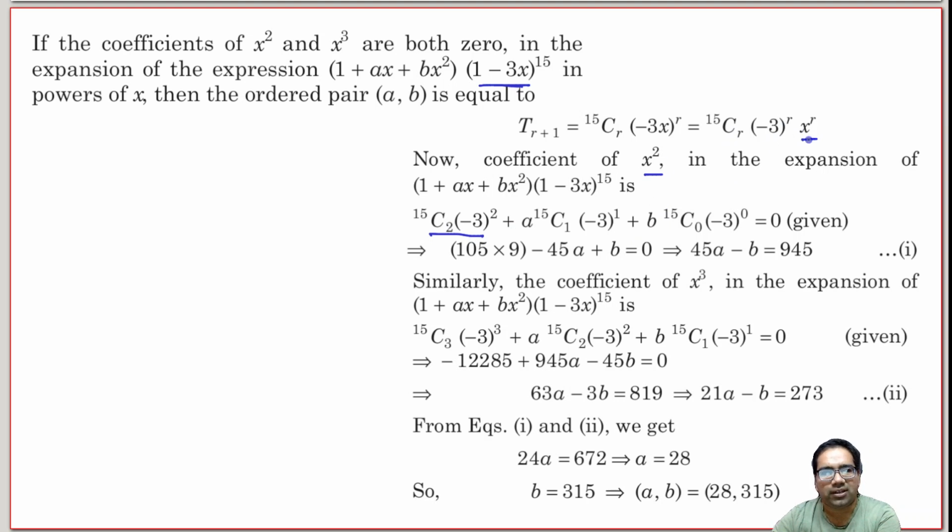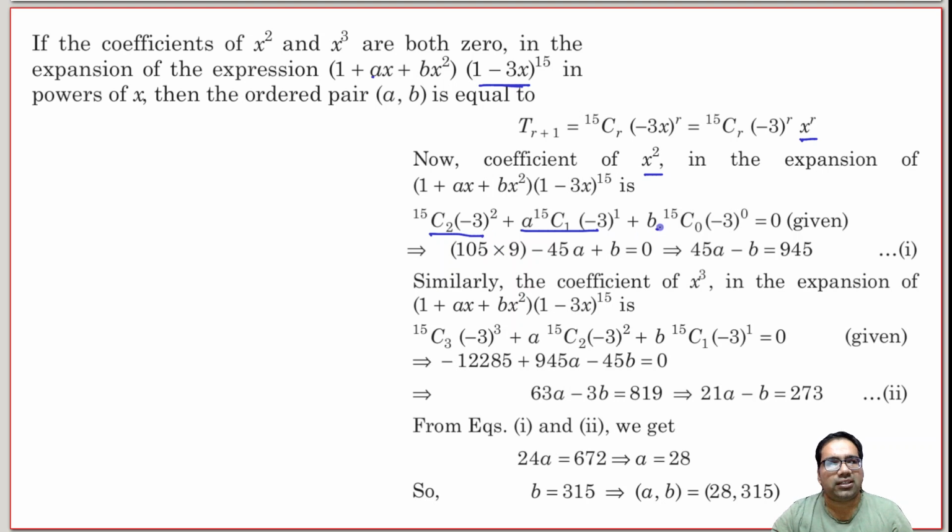Or we'll take x and a times this x, right? And x power 1, 15C1 (-3)^1 into a, that is this case, or this b into directly 1, right? 1 is nothing but x power 0, 15C0 (-3)^0, so that is this b.